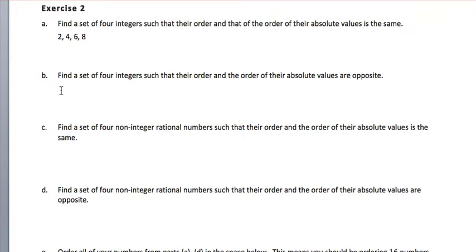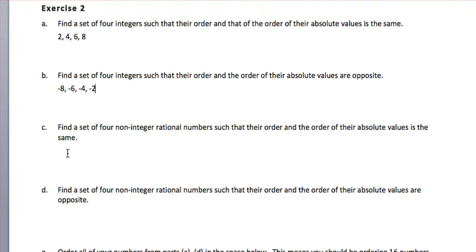2b asks us to find a set of 4 integers such that their order and the order of their absolute values are opposite. And in this case, in order for their normal order and their absolute value orders to be opposite, they have to be negative integers. So I could, for example, say -8, -6, -4, -2.